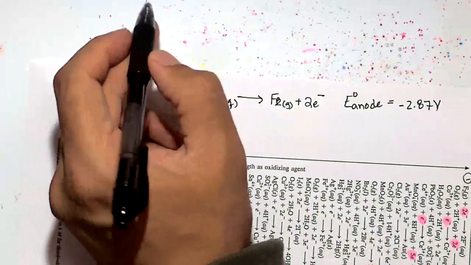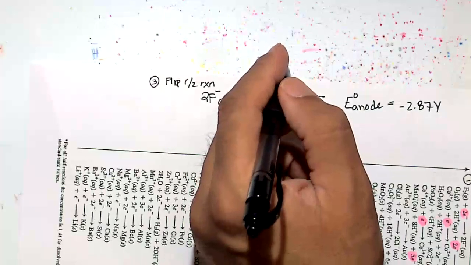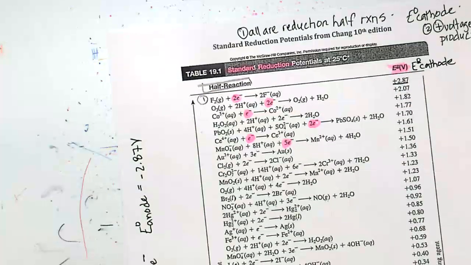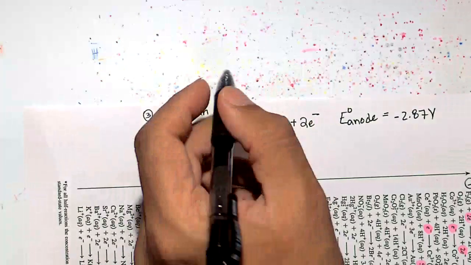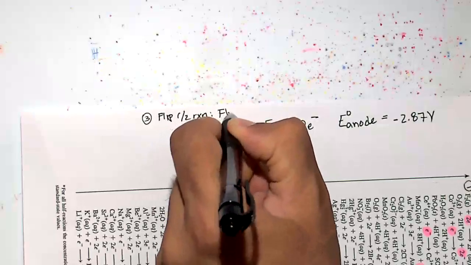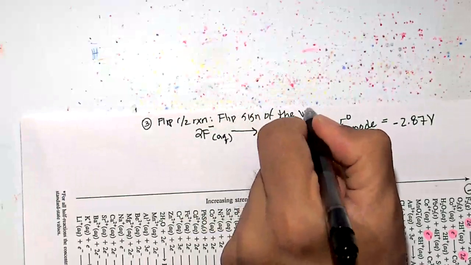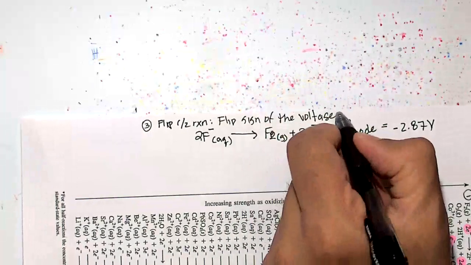So rule 3, or point number 3 here, is if you flip a reaction, you flip the sign of the voltage, and the cathode becomes the anode, or the anode becomes the cathode. This is oxidation. It lost 2 electrons. All of these in this table are reductions because they're gaining electrons. So flip the reaction: you flip from cathode to anode, and you flip the sign of the voltage. In this specific reaction, the cathode becomes the anode.